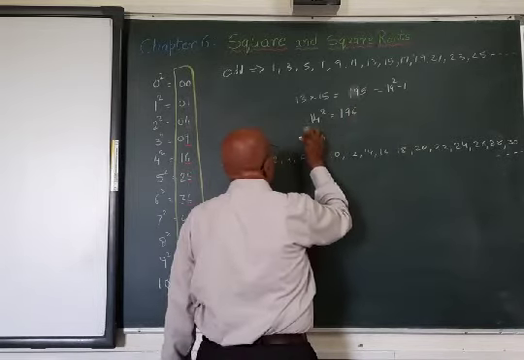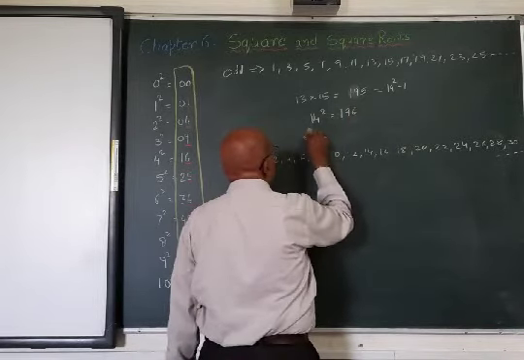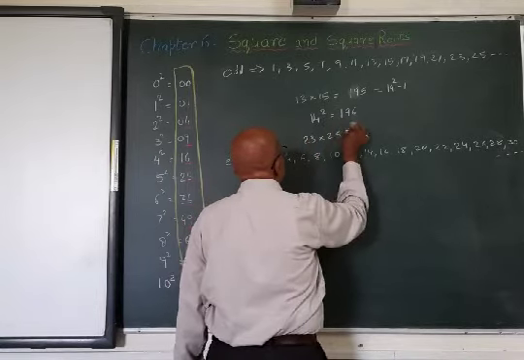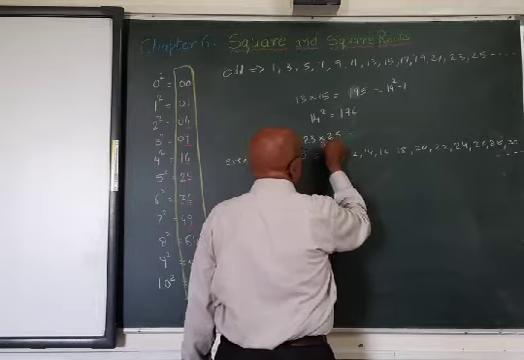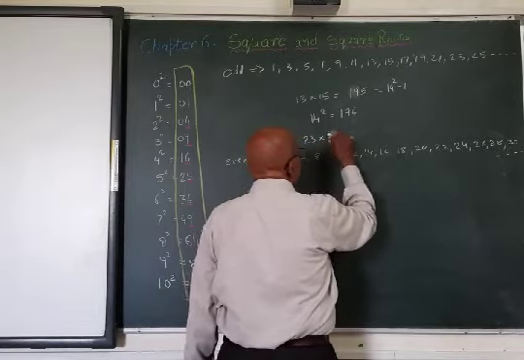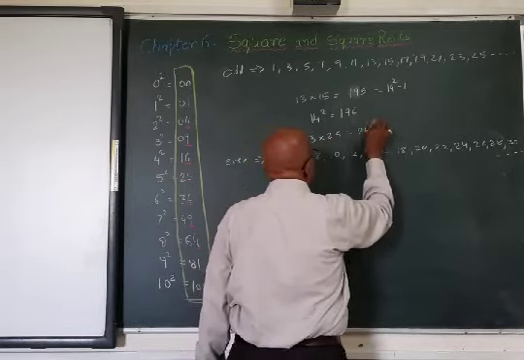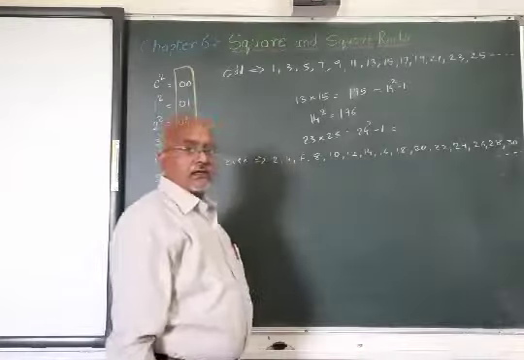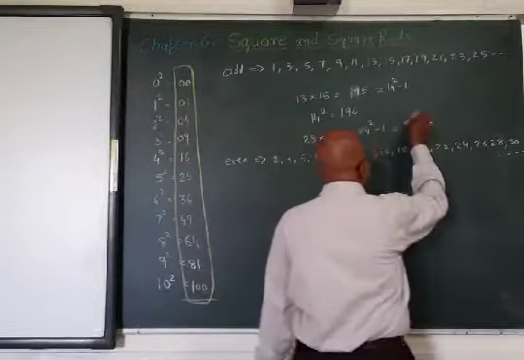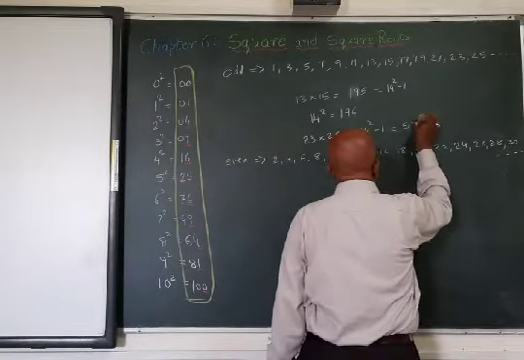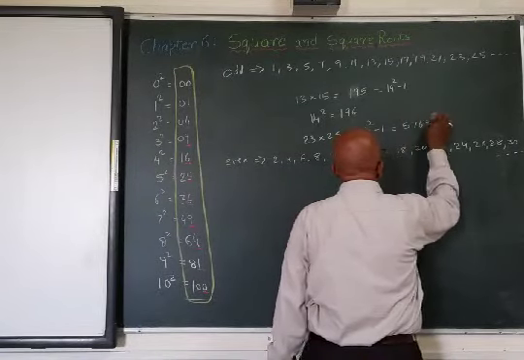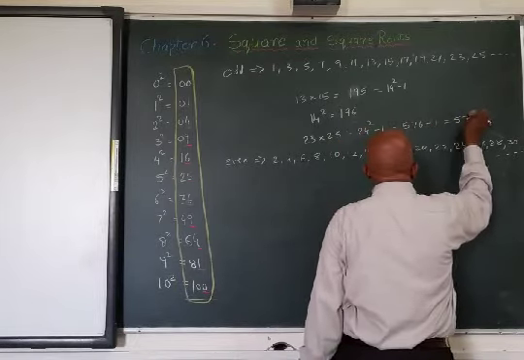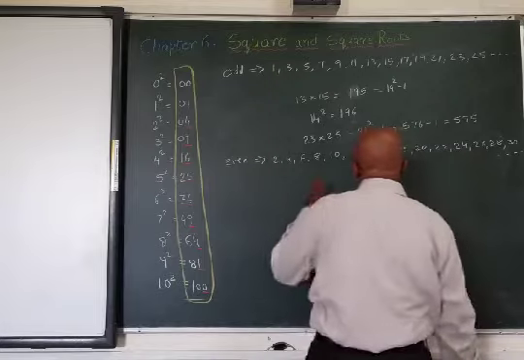For example, one more example. Now I will go directly. 23 multiplied by 25. Now the middle number in between 23 and 25 is 24, so 24 square minus 1. Now 24 square is nothing but 576, minus 1 gives you 575. Now cross check it.